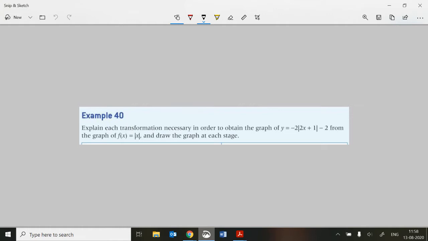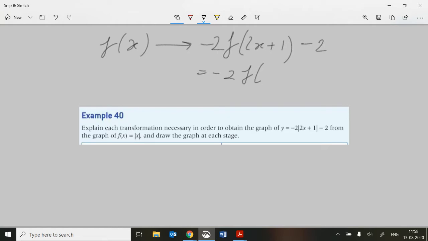Now if we set up our original function as f of x equal to the modulus of x, then what we want to do is shift to this function here, where we're replacing x in the modulus of x by 2x plus 1. You don't need modulus brackets here because that's actually defined in the function. And then we've got the -2 there, and we've got the -2 there as well. Now, that's going to be the same as -2 lots of f of 2x plus 0.5, minus 2.